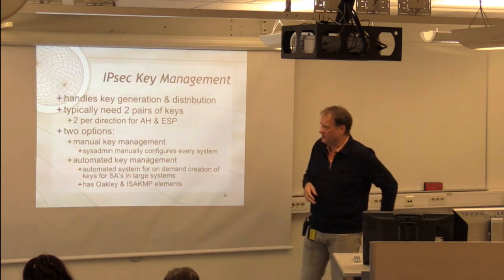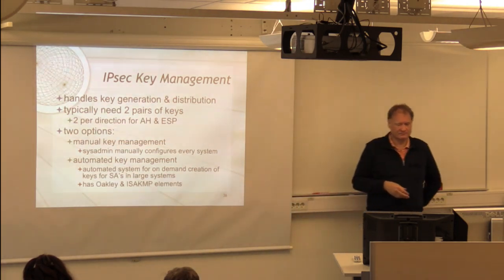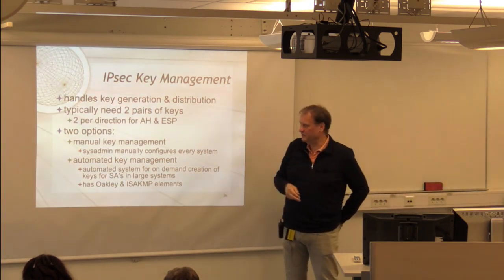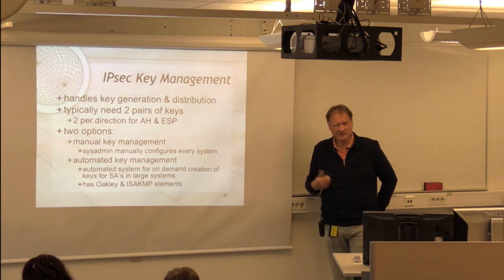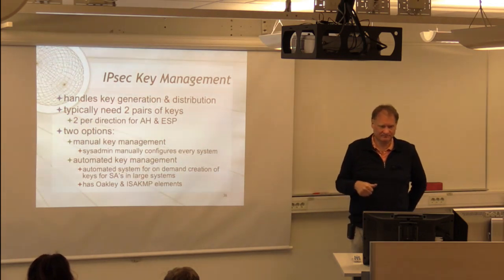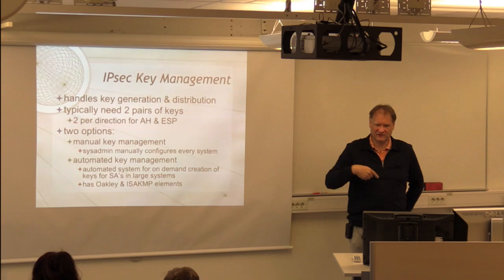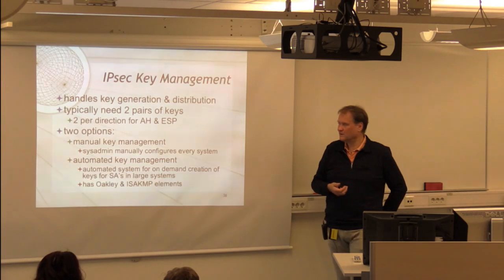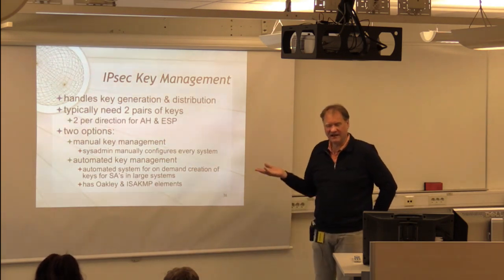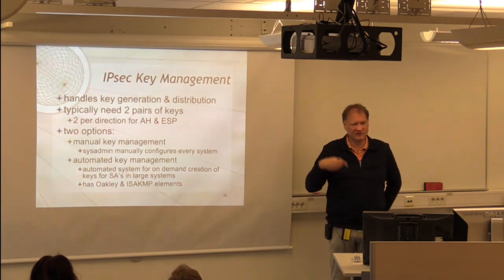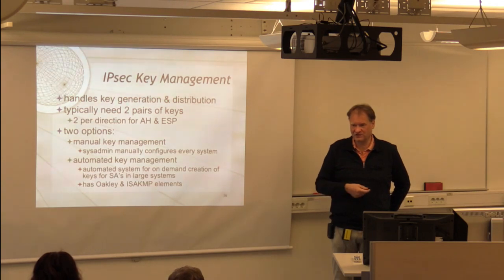So we need to be able to generate and distribute keys of different sorts to all the nodes. Typically we need two pairs of keys, two per direction for AH and ESP. We need one key for encryption, another key for authentication. And since we have traffic in both directions, we need to generate at least four keys then. And then as I said, we might have a policy saying that different types of traffic should be secured with different security associations. That means we have to generate new keys for each security association. So there could be lots of keys that need to be generated and handled here.